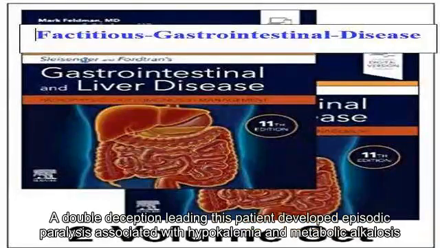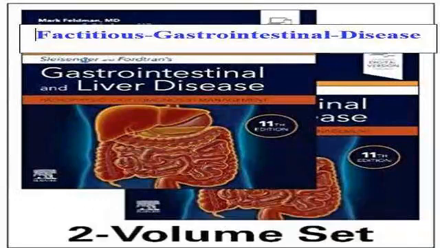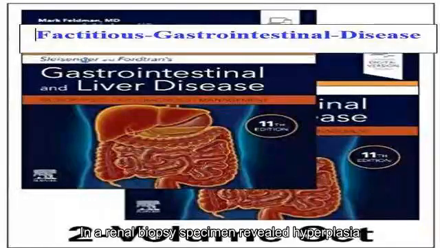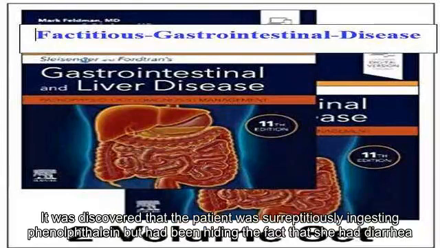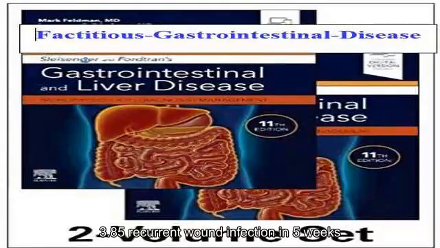A double deception. This patient developed episodic paralysis associated with hypokalemia and metabolic alkalosis. Plasma concentrations of renin and aldosterone were high, and a renal biopsy specimen revealed hyperplasia of the juxtaglomerular apparatus, yielding a diagnosis of Bartter syndrome. Subsequently, it was discovered that the patient was surreptitiously ingesting phenolphthalein but had been hiding the fact that she had diarrhea.